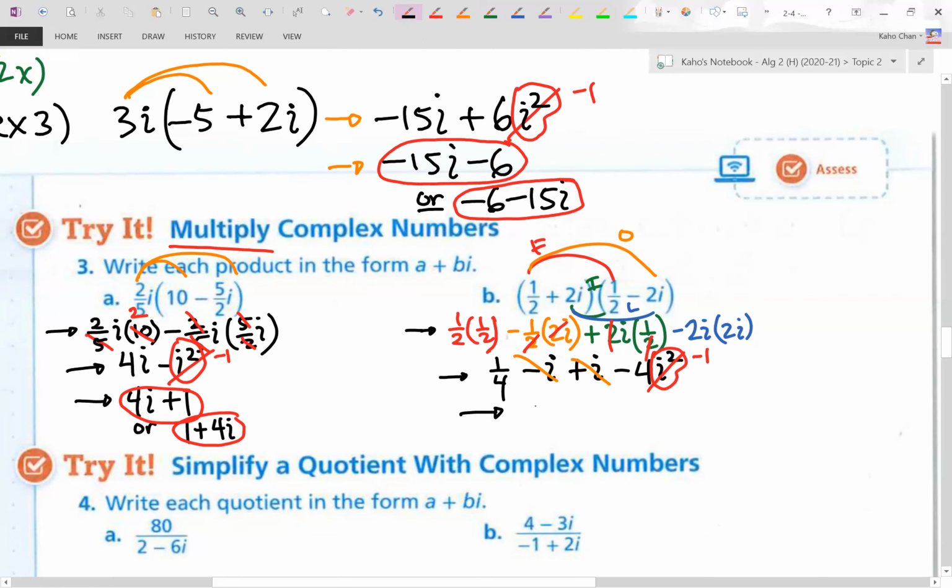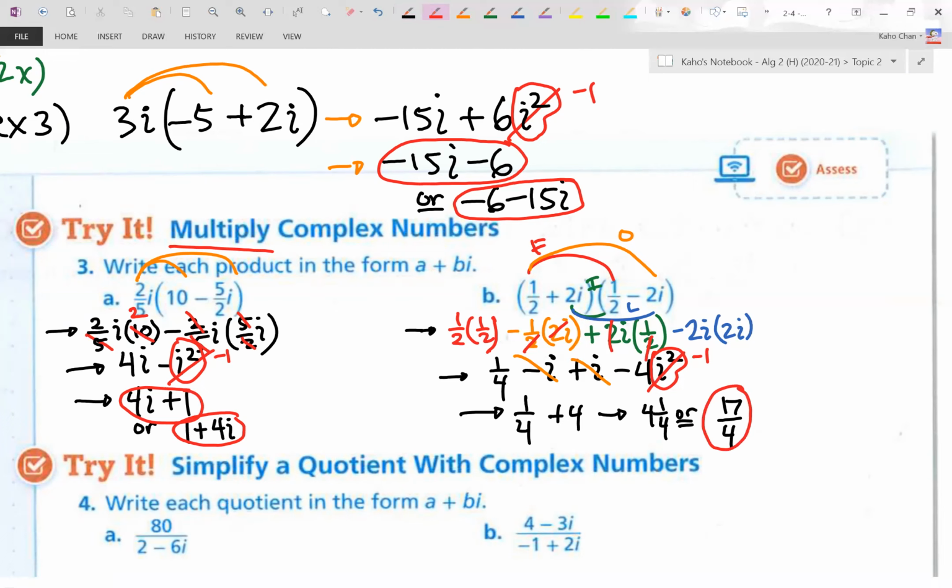And that, ladies and gentlemen, will give me, let's clean this up, 1/4. And then on the back half, -4 times -1 is +4. And this gives me a, ooh, fractions are scary. What is that? 4 1/4? And if I convert it back into an improper fraction, I get 17/4. And that's my answer. Isn't that strange? Now, this gives me a great connection to the next type of problems we have to do, and that is division, called quotients.